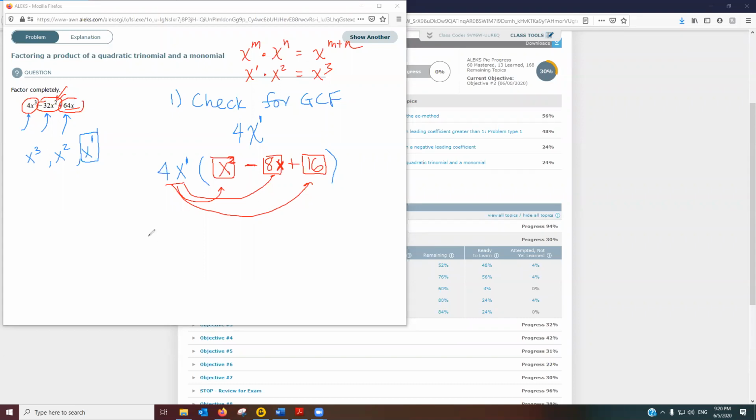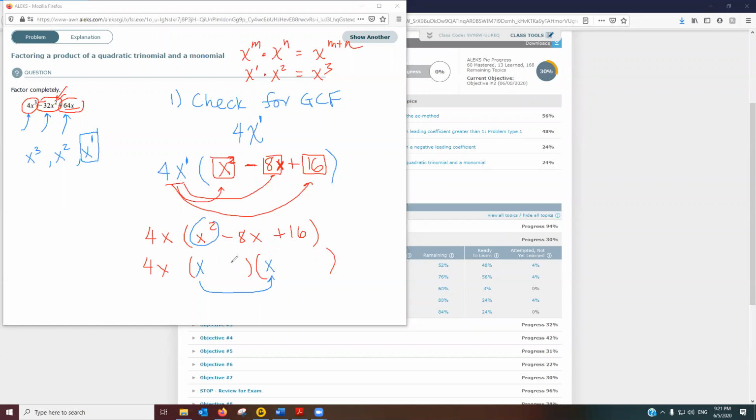All right, so let me write this. We factored out a 4x. That means we have x squared minus 8x plus 16. All right, well, now I'm not done yet because I still have to try to factor what's in the parentheses. I'm going to try to factor it as two parentheses being multiplied. I'm going to put an x and an x in front because this x times that x will get me back to this x squared.